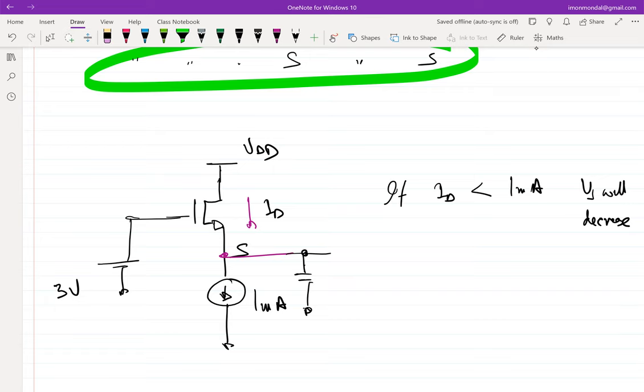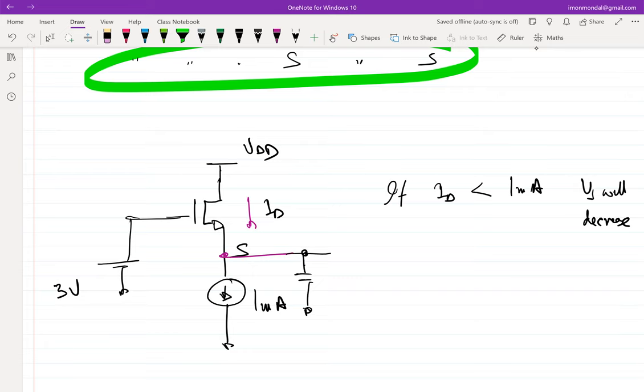Now let's talk about the corrective action. If ID is less than 1 milliamp, VS is decreasing. What should I do to the source to ensure that the transistor is becoming stronger? In order to make the transistor stronger, I have to increase VGS, which means, since VG is constant, I have to decrease the source. And that is exactly what is happening here. I don't have to do anything. Just stick it there, it will get auto-balanced.